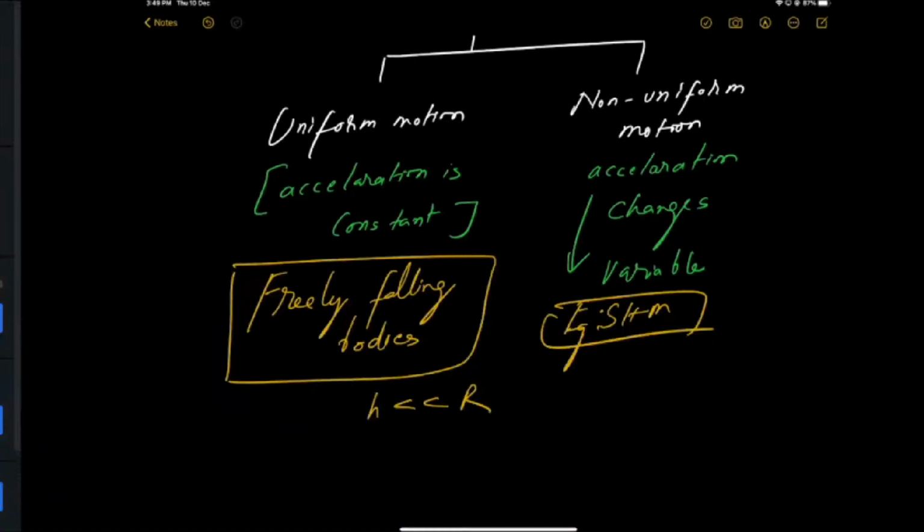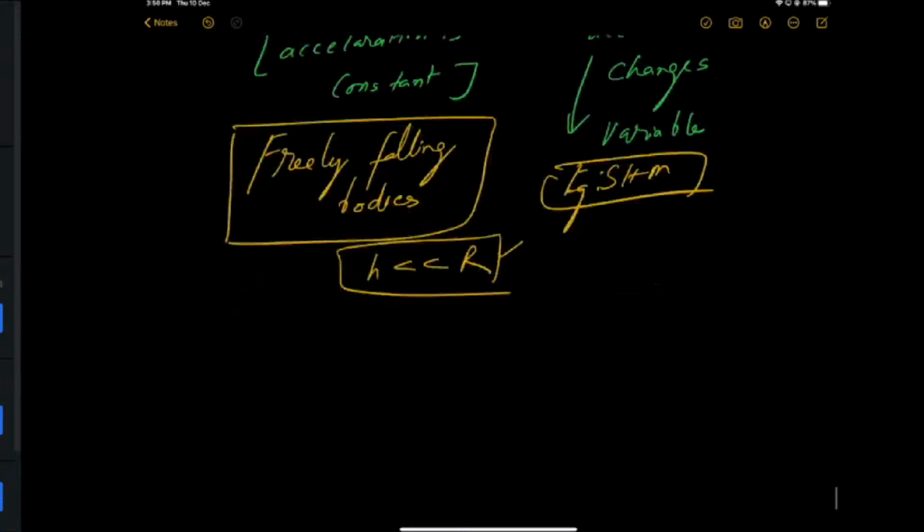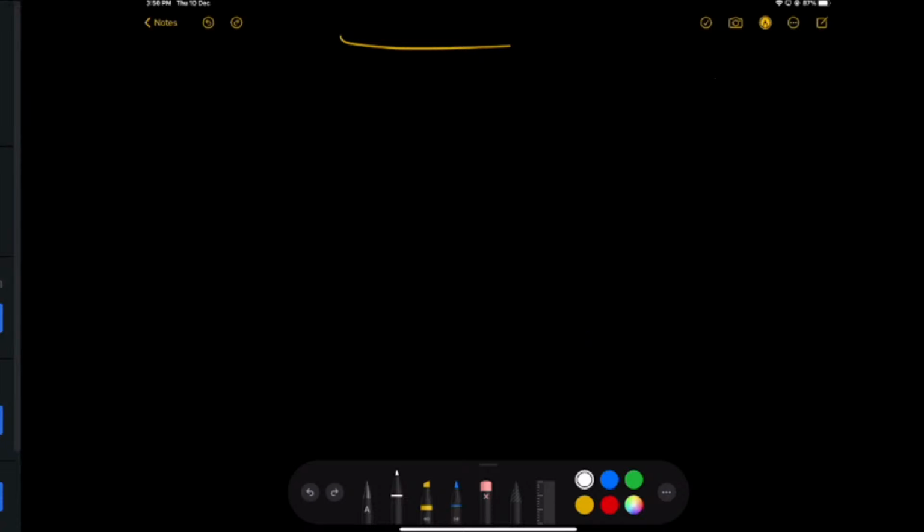Now, most of the experiments initially done by Galileo were what? Dropping something from the Leaning Tower of Pisa and coming to certain conclusions through observation. All those experiments were based on freely falling bodies from small heights. That's why this chapter is so significant for you. Now, let me come back to uniform motion. So, what is the meaning of uniform motion?